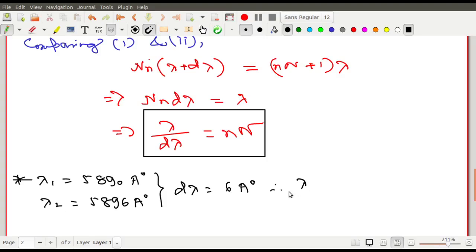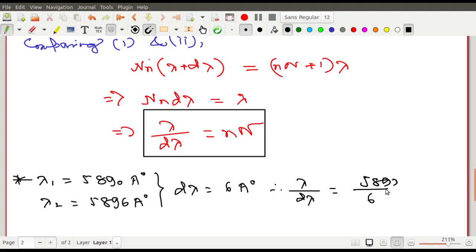So you see that your value of lambda by d lambda, if you calculate this one, 6 divided by, sorry, 6 will be in the denominator. Now people will ask you what to use for lambda. Many will ask which lambda to use, this one or that one. I say you use the average.